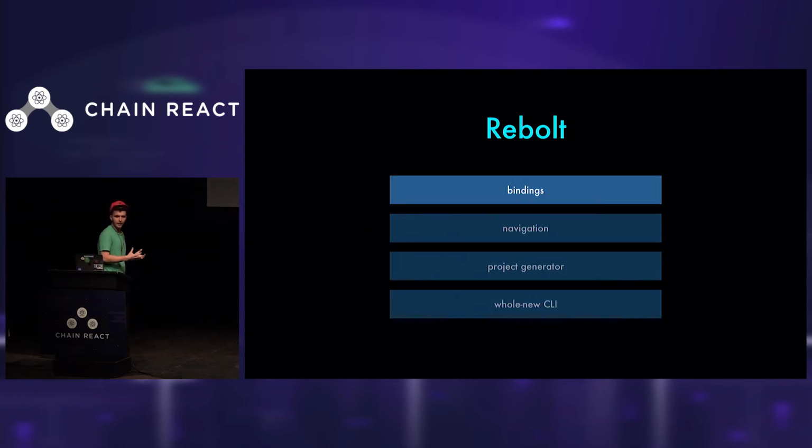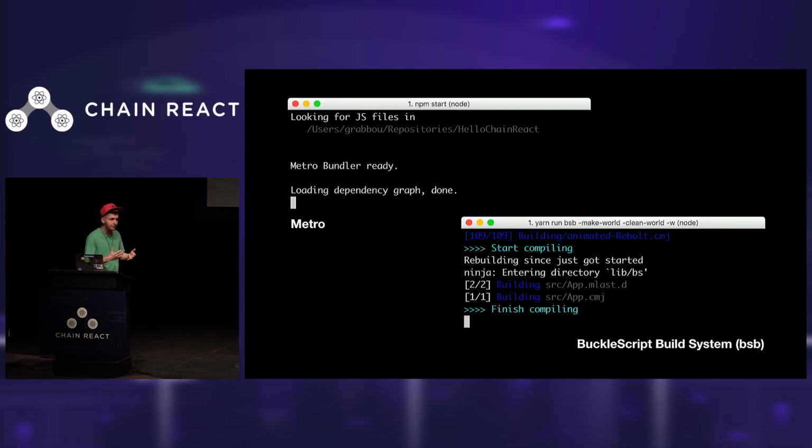So let's talk about bindings. Rebuild is based on BS React Native, as I said, and it's all about exposing bindings to React Native. In other words, it's just a wrapper around the JavaScript APIs. Unfortunately, that means that for now, running Rebuild requires you to spawn two bundlers at the same time. One is the Metro bundler that you already know from React Native, and the other one is the BuckleScript build system that will basically convert ReasonML to JavaScript and make it possible to be accessed.